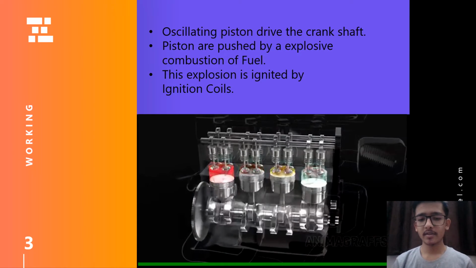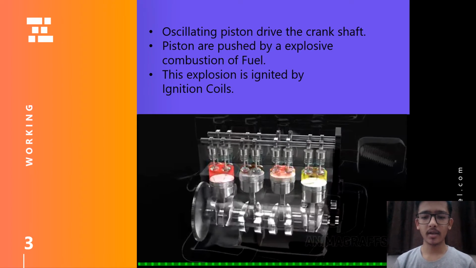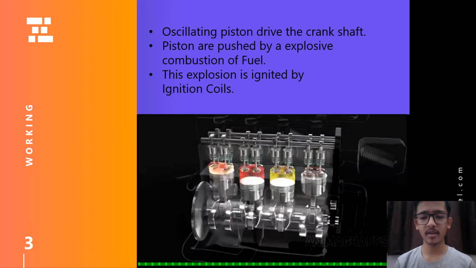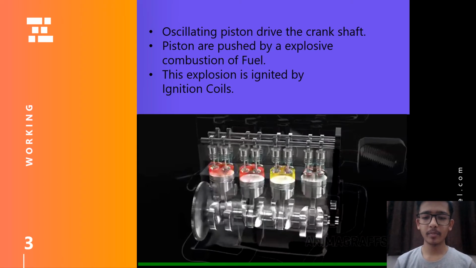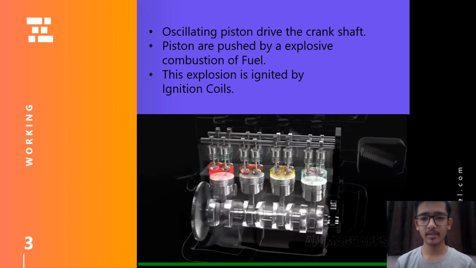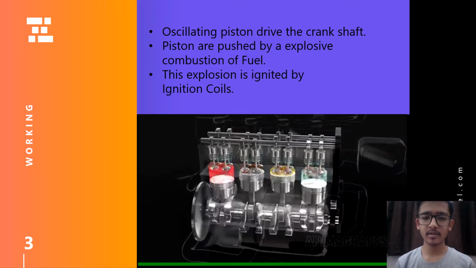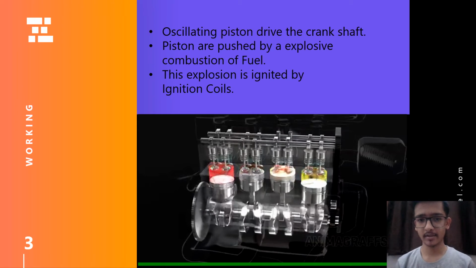So an ICE consists of a crankshaft which is run through some pistons. Here in the diagram we can see four pistons running a crankshaft. So the oscillating pistons rotate the crankshaft, and these oscillating pistons are pushed down by an explosive combustion of fuel, and this explosion is ignited by the ignition coils.